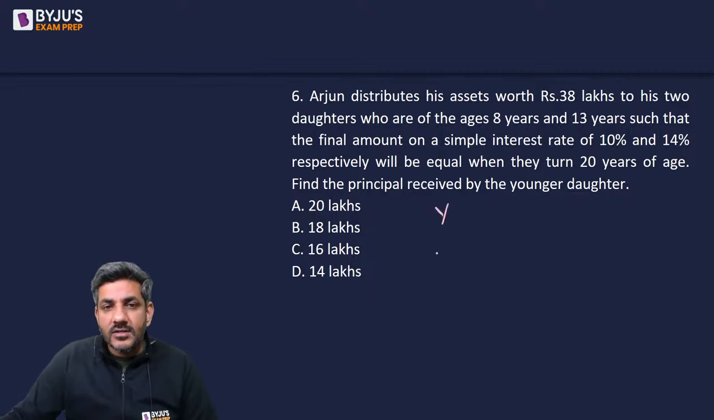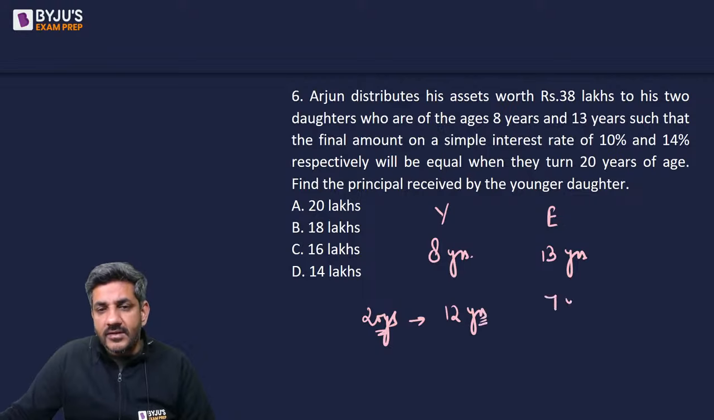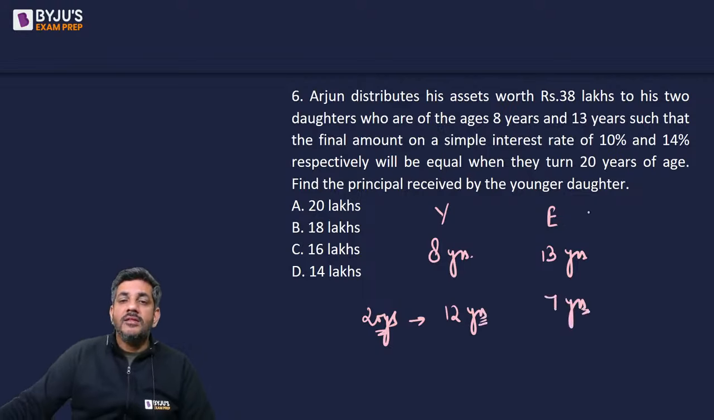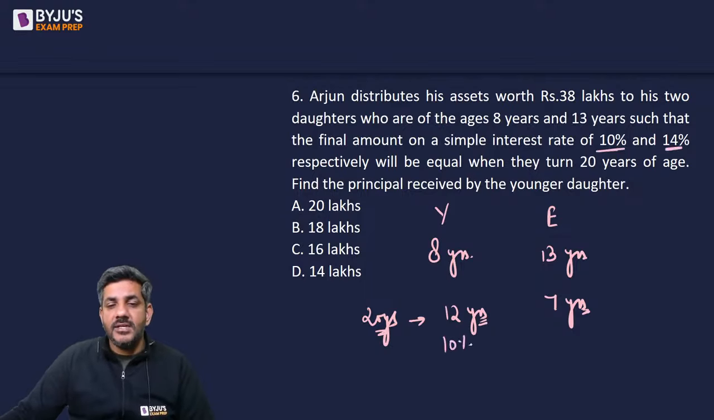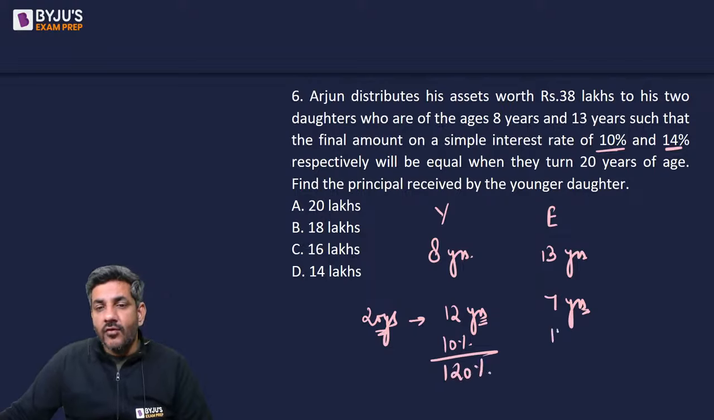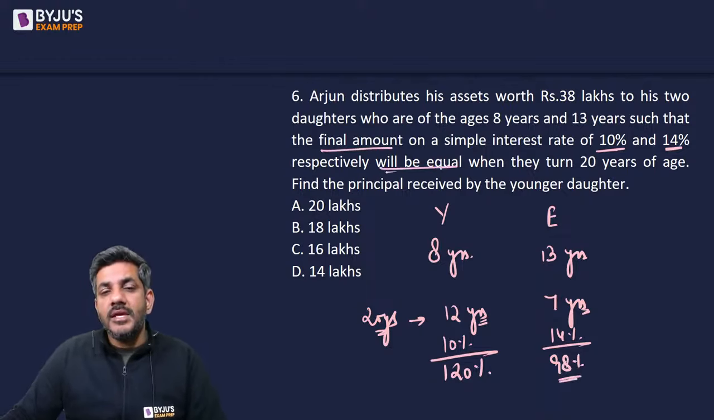So there is a younger daughter who is currently 8 years of age. There is an elder daughter who is currently 13 years of age. So at the age of 20 years, that means after 12 years of the younger daughter and after 7 years of the elder daughter, they are getting interests of 10% and 14%. So 10% के हिसाब से in 12 years, she would be getting 120% interest, and 14% के हिसाब से she would be getting 98% interest. The question says their final amount will be equal.